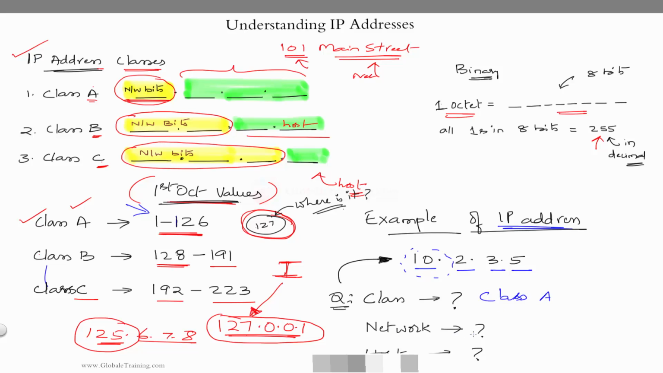Now, what is the network portion of this address? In class A, the first octet is the network portion, so 10 is the network portion. And what is the host? The host is the rest of the IP address, which is 2.3.5. Every IP address has two parts, host portion and the network portion, and you can use classes to determine the network portion of it.